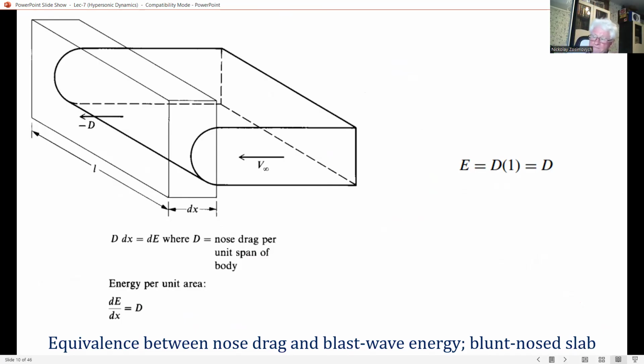And hence, in this picture, E represents the energy released per unit area of this sheet. And in turn, E equals D, where D is the nose drag of the body per unit span. For the case of the blunt nose cylinder, as shown in this figure, the nose drag and the energy release are also related.